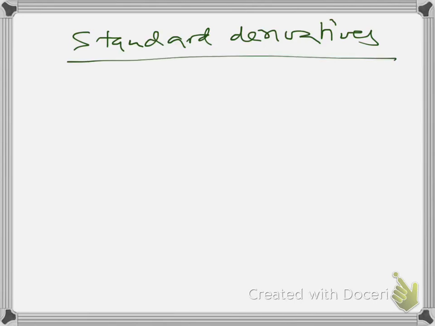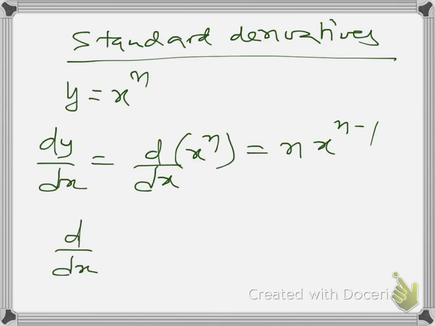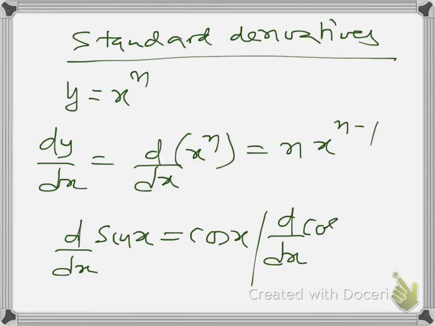So if y is x power n, the first one which we have already done, dy by dx, that is d by dx of what is y? x power n, will be n into x power n minus 1. d by dx of sin x will be cos x. d by dx of cos x will turn out to be minus sin x. Why minus? You have to do the proof. I am not giving you the proofs.